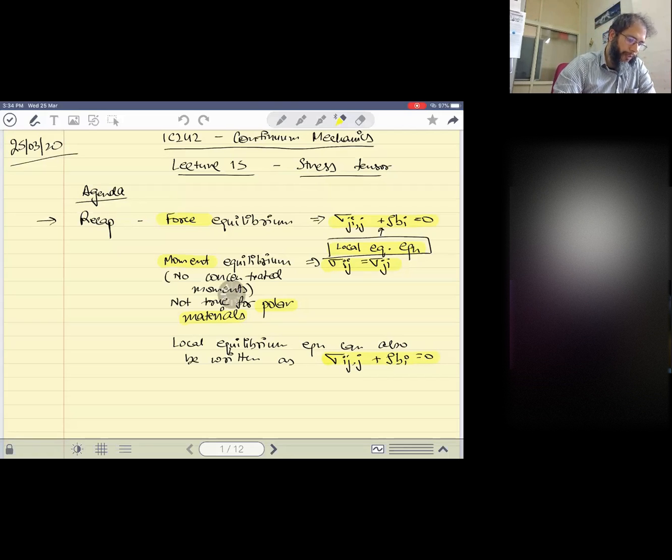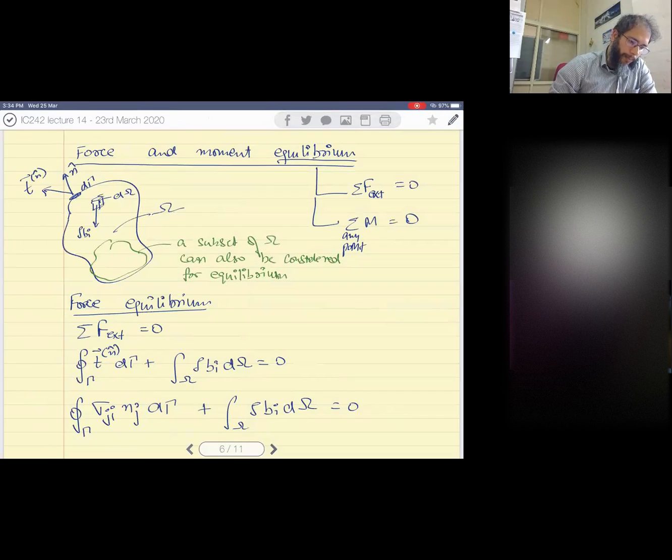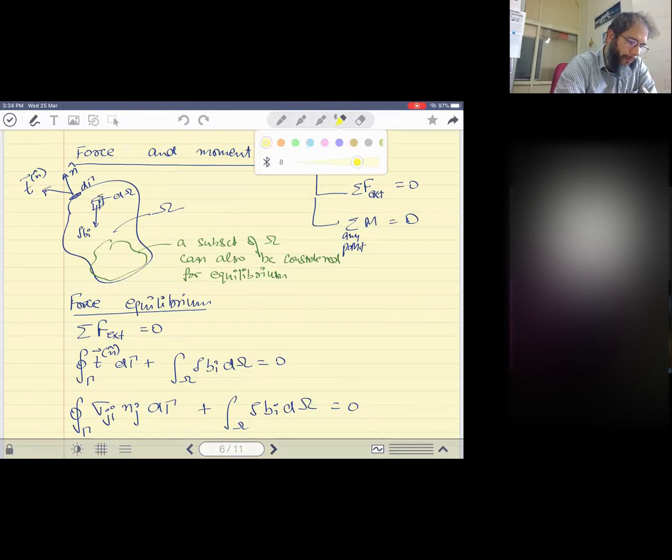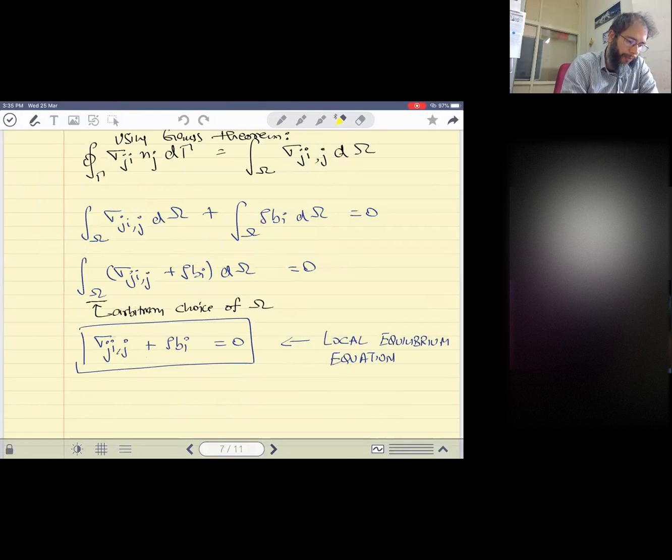Let's quickly go back to last week's lecture notes and do a recap. We started with a body with a total volume of omega, and we said that the whole body, or any subpart of the body, is under force and moment equilibrium. If we apply the force equilibrium equation on the whole body, using the Gauss divergence theorem, we finally get this form of the equation: the integral of sigma ji comma j plus rho bi over the whole domain is 0.